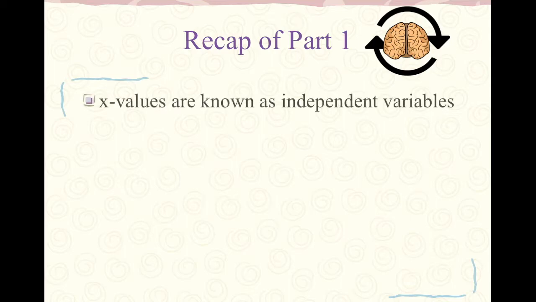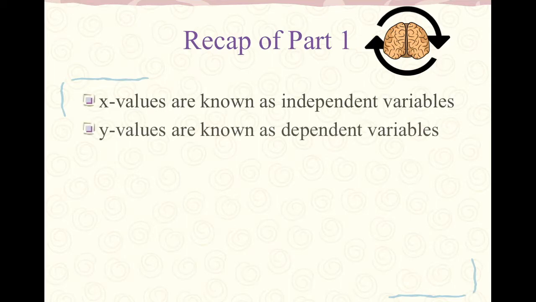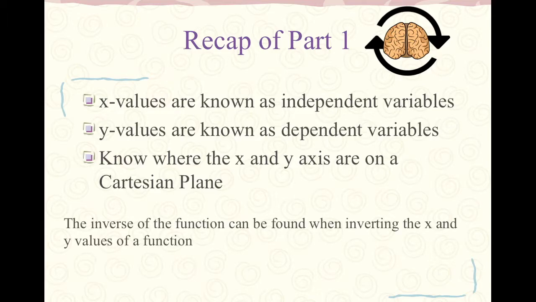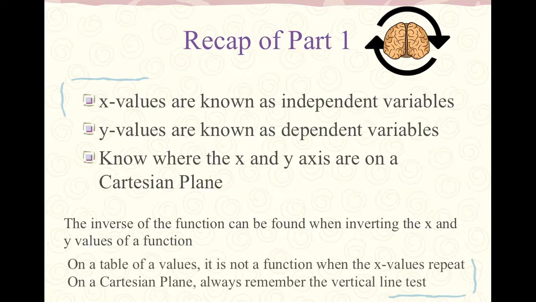As we end part 1, I just want to recap. X values are known as independent and y values are known as dependent, and sometimes you're going to have to figure out in a word problem which is independent, which is dependent, and you need to know where the x and y axes are on the Cartesian plane. You also need to understand what the inverse of a function is, and it can be found when you invert, not a clever name, you flip the x and y values of a function. You remember that on a table of values, it's not a function when the x values repeat. And if you would like to double check on a Cartesian plane, the vertical line test will easily tell you if this is a function or not.